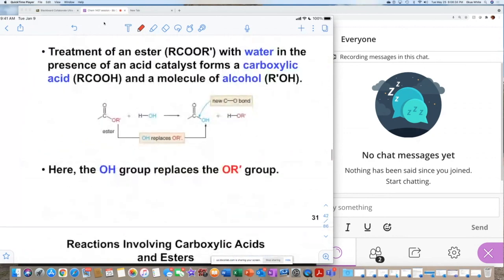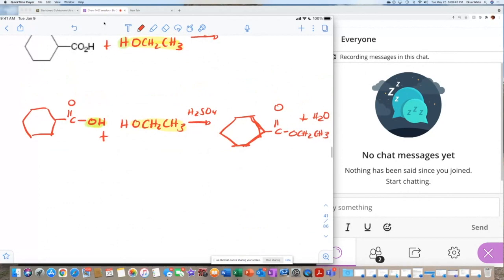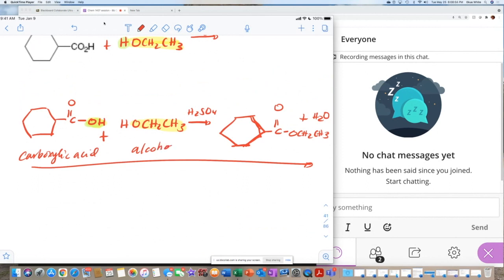But let's see. Now that we've seen how we can get to the ester from the carboxylic acid, they're telling you, okay, now we're going from left to right. You can see here, carboxylic acid adds with alcohol. This is the alcohol group here. This is the carboxylic acid to get ester plus water. Okay, that's the general formula. You want to write this down somewhere.